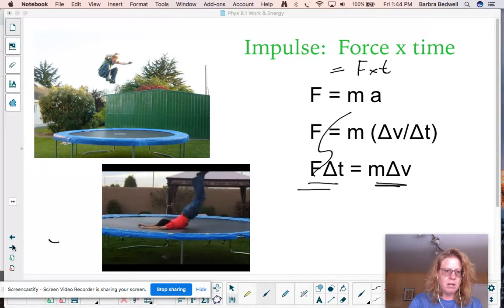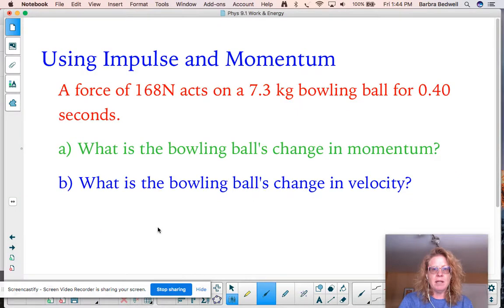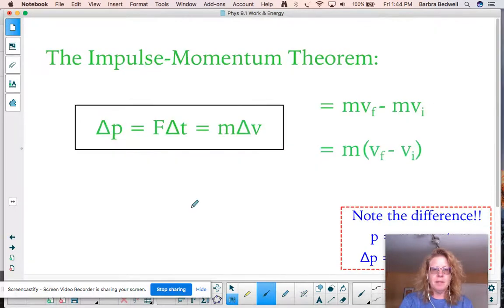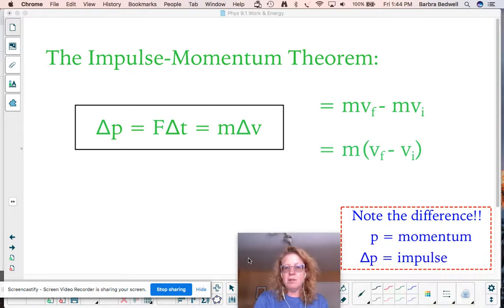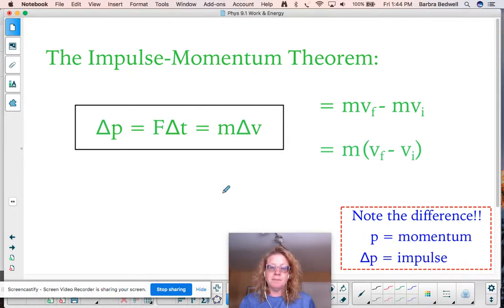There we go. So how do we apply these in a way that makes sense? So this particular thing is called the impulse momentum theorem. And this is the important mathematical piece that you need to use to be able to address these. So I didn't pick the letter on this.